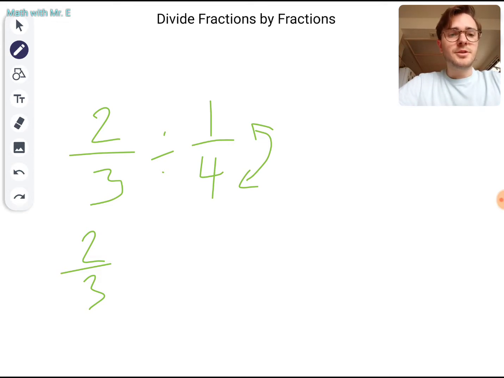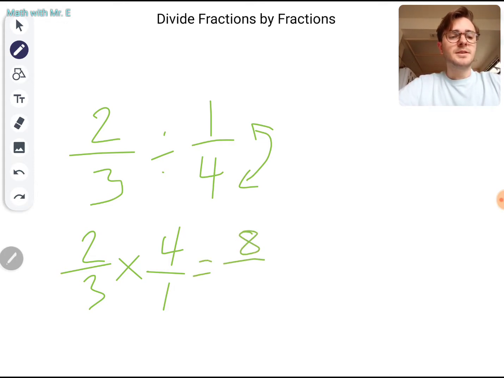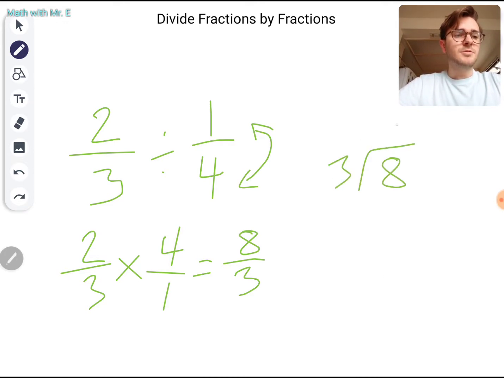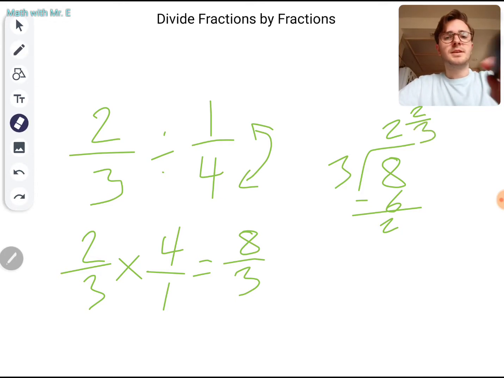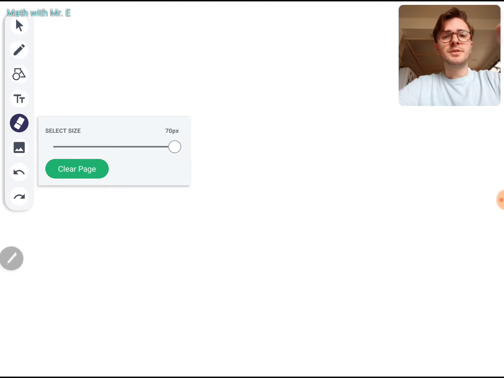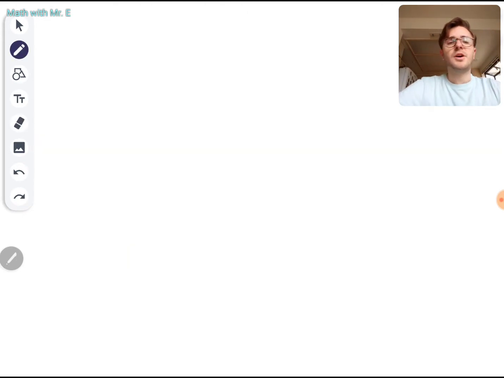So 2/3, we're going to find the reciprocal of 1/4, which would be 4/1, and we'll multiply. 2 times 4 equals 8, 3 times 1 equals 3, and 8 divided by 3, as you can see, 3 goes into 8 twice, that's 6. 8 minus 6 is 2, so the answer would be 2 and 2/3. Let's do one more example with this, and then we'll move on to dividing fractions by whole numbers.